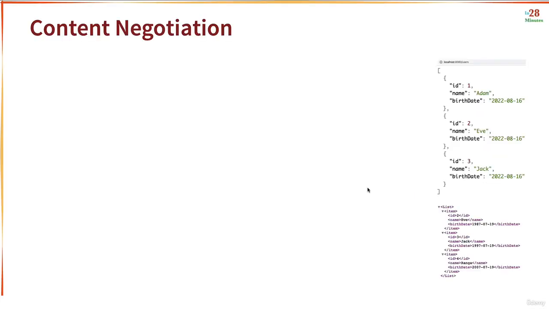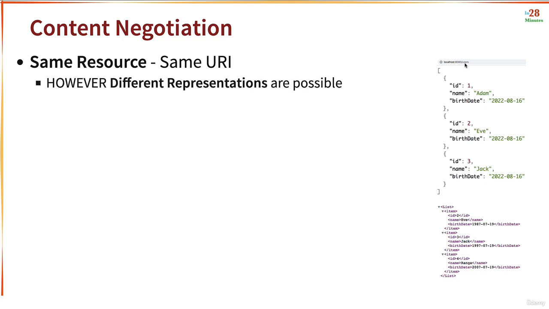Starting this step, let's look at content negotiation. What is content negotiation and why do we need it for our REST API? Typically, whenever we talk about REST resources, the same resource has the same URI. Whenever we talk about users, it is localhost:8080/users. So a specific resource has a specific URI. However, different representations are possible.